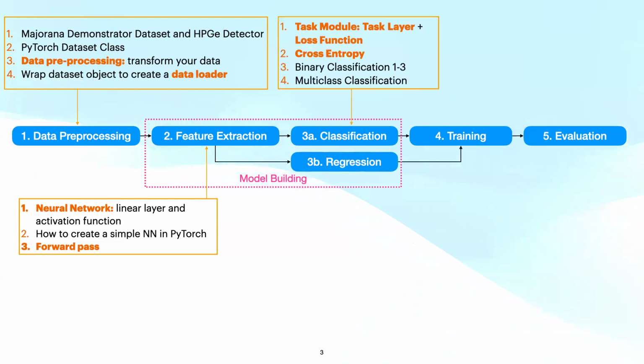And then we discussed our task module, which was unfortunately blocked by my Zoom. So it contains a task layer and a loss function. And we discussed how to modify our task module to do different kinds of tasks using a machine learning model. For example, we can do a classification task, we can do a regression task, or we can do some other task.